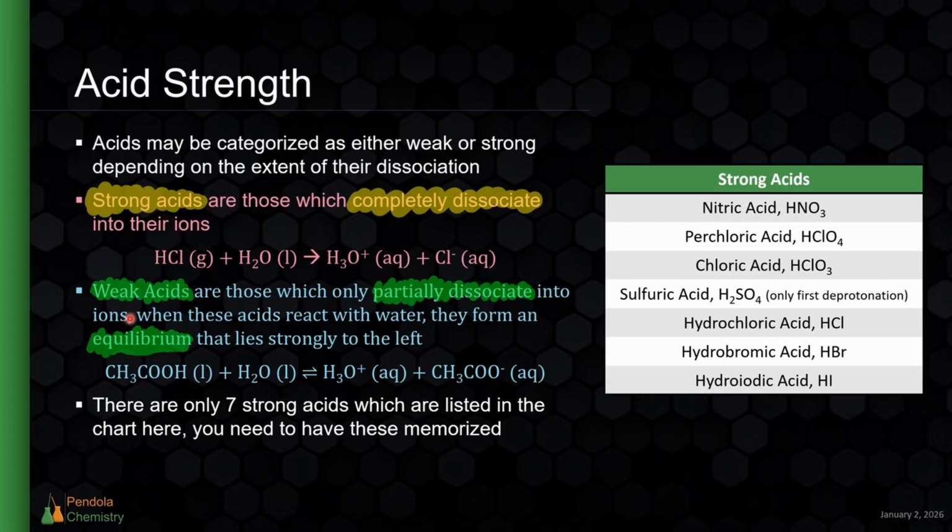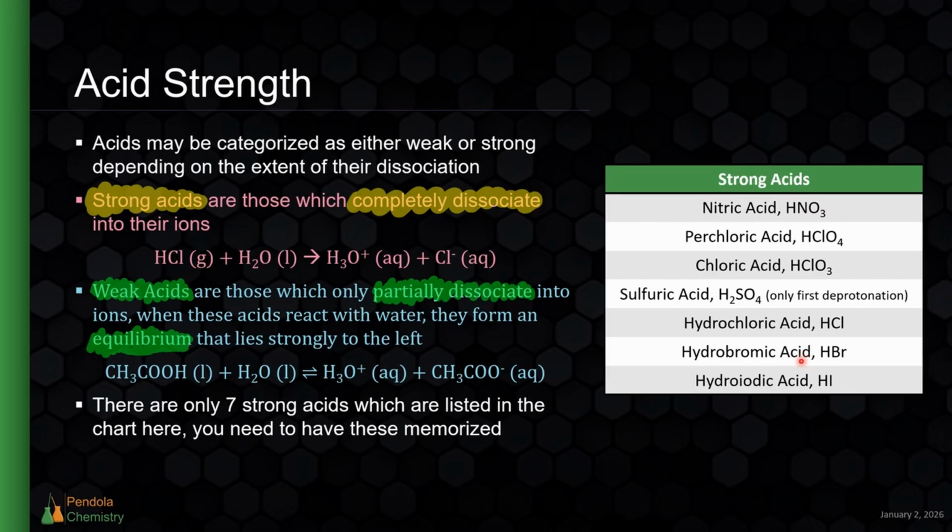So how do we know if an acid is a weak acid or a strong acid, if it completely dissociates or if it partially dissociates? Well, there are only 7 strong acids in chemistry. Depending on who you ask, it might be 6, but in your curriculum it's 7. They're listed right here. We have nitric acid, HNO3, perchloric acid, HClO4, chloric acid, HClO3, sulfuric acid, H2SO4, only the first deprotonation, and we'll talk about what this means in the next slide actually. Hydrochloric acid, HCl, hydrobromic acid, HBr, and hydroiodic acid, HI.